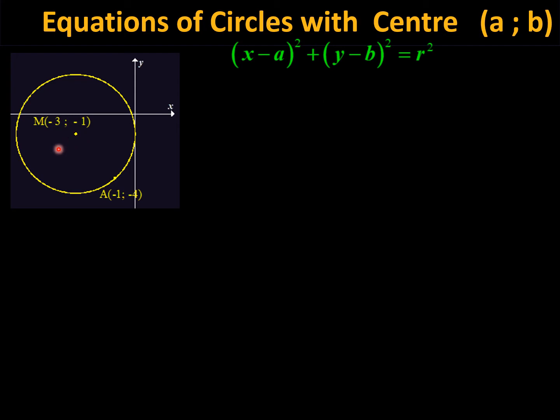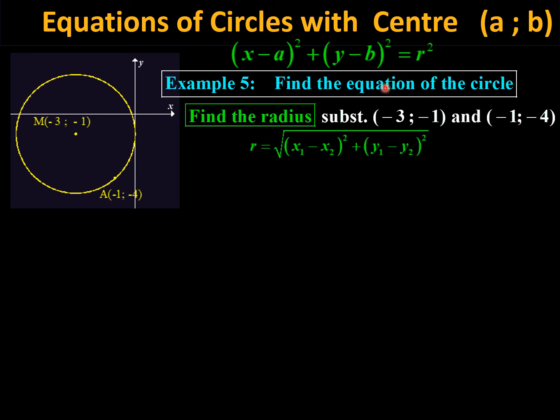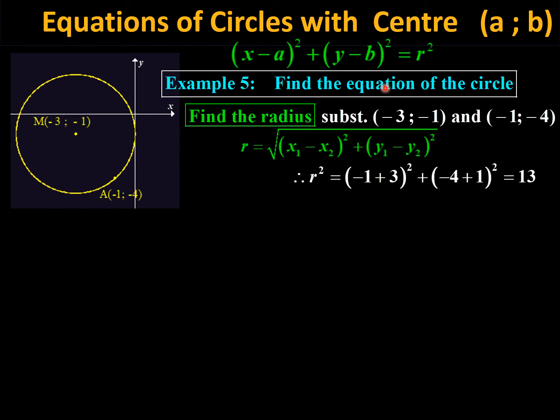Let's look at this example. So we have a center, in other words, we know the a and the b value, but what don't we know? We don't have the radius length, so we have to work out the radius length first, right? How do we find the length? We can just use the distance formula. If I apply the distance formula, -1 subtract -3, -4 subtract -1, you square them. So instead of r, we can just work out r squared, because the formula would like r squared. And that's 13, so although r squared is 13, the radius is actually square root of 13, right? Now we can substitute into the formula.